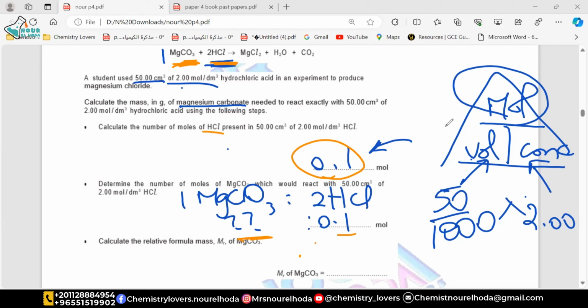The mole ratio is always taken between ايه وايه يا محمود? Between the substance that I have the moles for وال substance that I don't have the moles. يعني أنا ال HCl عندي المولز, لكن ال MgCO3 I don't have anything. I don't have any given. And then I'm going to swap. يبقى it's going to be 1 times 0.1 divided what? Divided 2. Exactly. هتطلع 0.05. Okay?